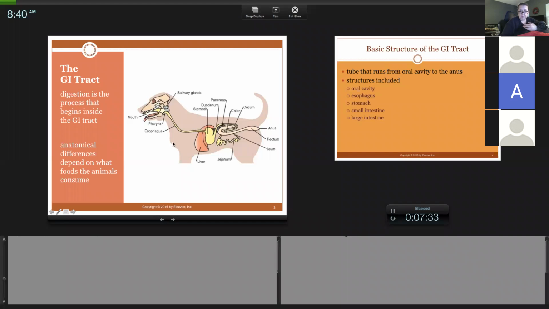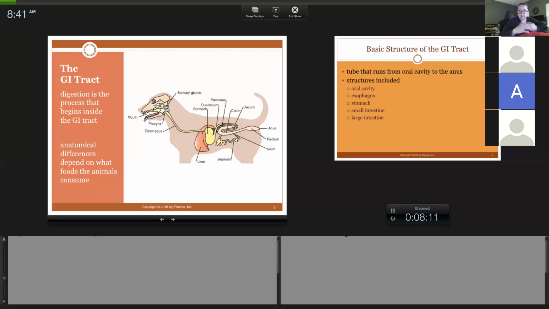Now, in this picture, there are a few organs that have digestive function that are outside the GI tract, like the liver. So the liver does a lot of things, but it has a very large part in digestion. But it is not contained within the digestive tract. The pancreas kind of hides right here under the duodenum. So the pancreas is an endocrine organ. We're going to talk about it, but it secretes digestive enzymes. So it has digestive functions, even though it's outside.